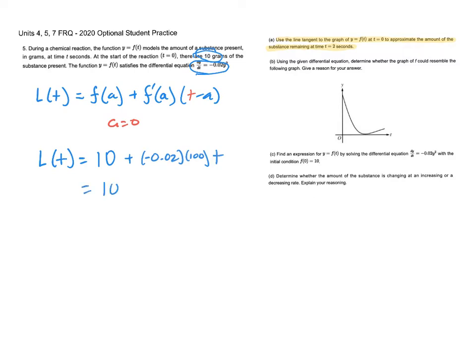So that approximation, that tangent line, is going to be 10 minus 100 times 0.02, which is 2, so 10 minus 2t. And then they want us to use it to approximate the substance remaining at t equals 2. So I'm going to take 2 and plug it into my new function here. And so that's going to be 10 minus 2 times 2, which is 10 minus 4, which is 6 grams.